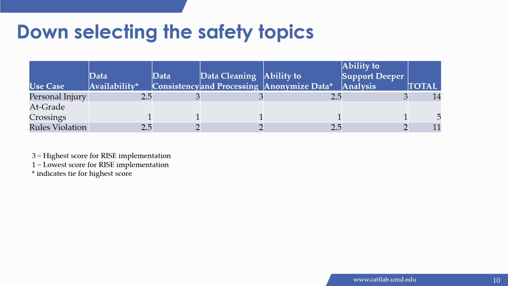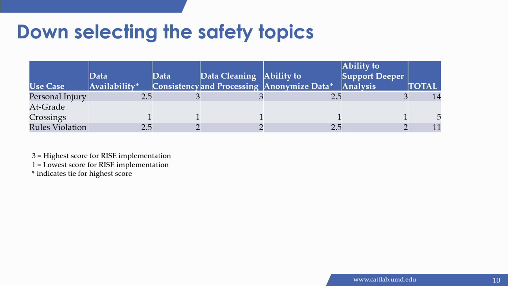And internally, my team at Cat Lab analyzed that, and we ranked those three topics as shown in the table here. So the availability of data to get deeper insights, and how consistent the data was across the stakeholders, because if it isn't, we would have to come up with some normalization factors to address that. That's related to the data cleaning and processing. Then the ability to anonymize the data. Again, Amtrak didn't want stakeholder two, MTA, let's call them, in New York City, to see each other's data. So we had to anonymize that aggregate data set somehow.